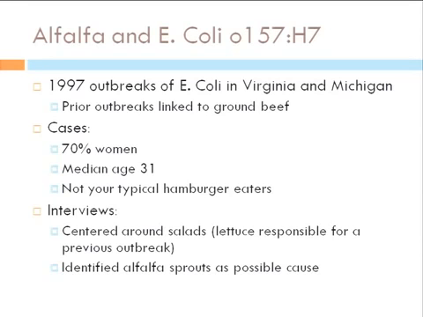Okay, so another example, all right, of a case series is alfalfa and E. coli. So that should be a large O there. So O157:H7. Okay, in 1997, there were outbreaks of E. coli in Virginia and Michigan. Okay, prior outbreaks had been linked to ground beef. You guys all remember those, right? Don't go eat a Jack in the Box, I think it was, etc. But this was a little different.